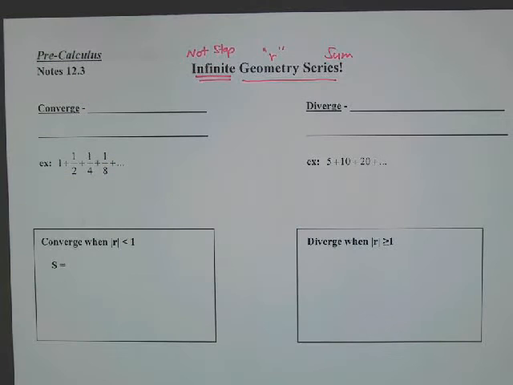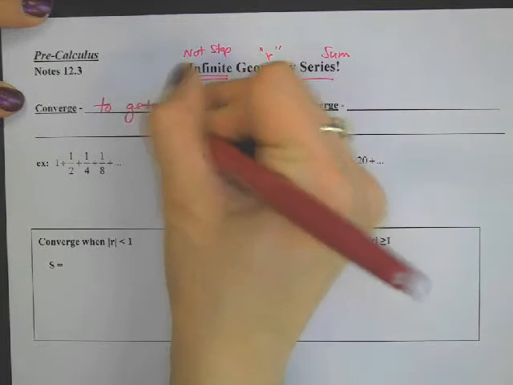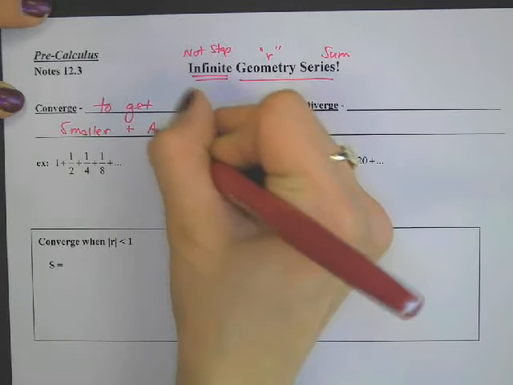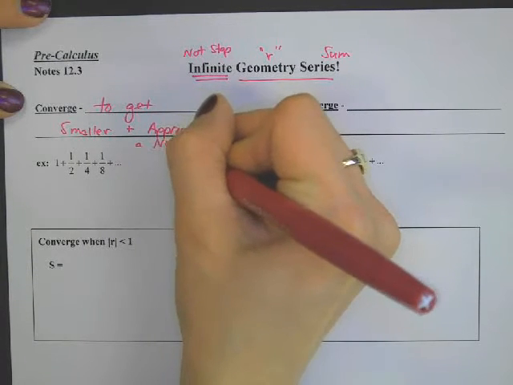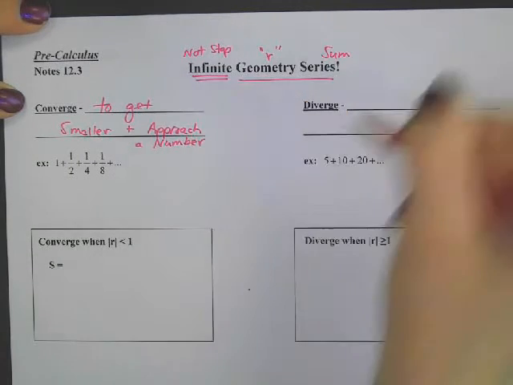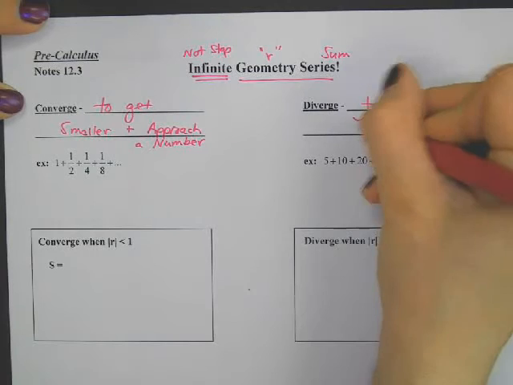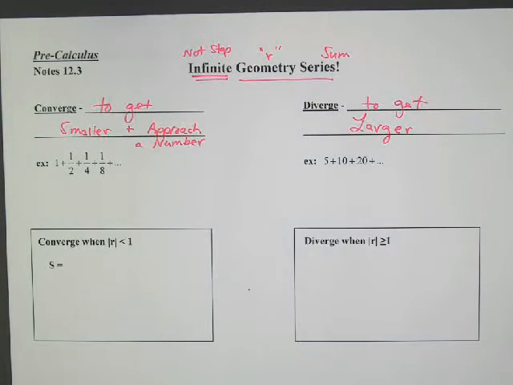Okay, there's two things you have to learn here. The first thing is converge. Converge means to get smaller and approach a number. Diverge means to get larger and larger and larger. And so you're not going to approach a number because you're just going forever.